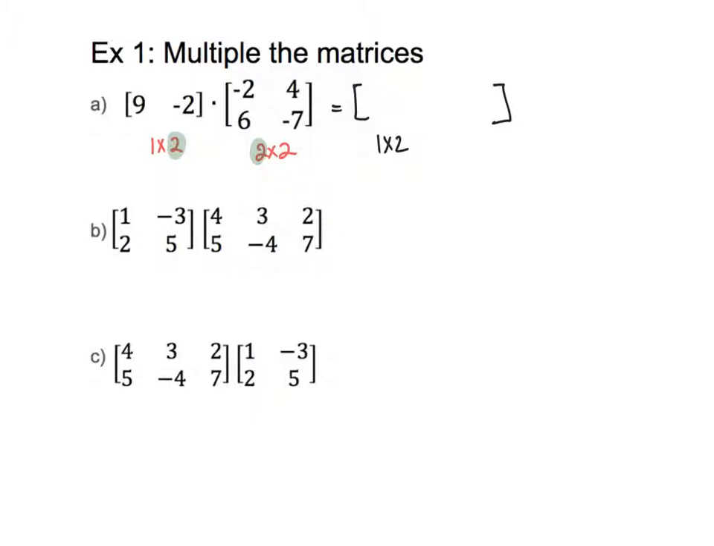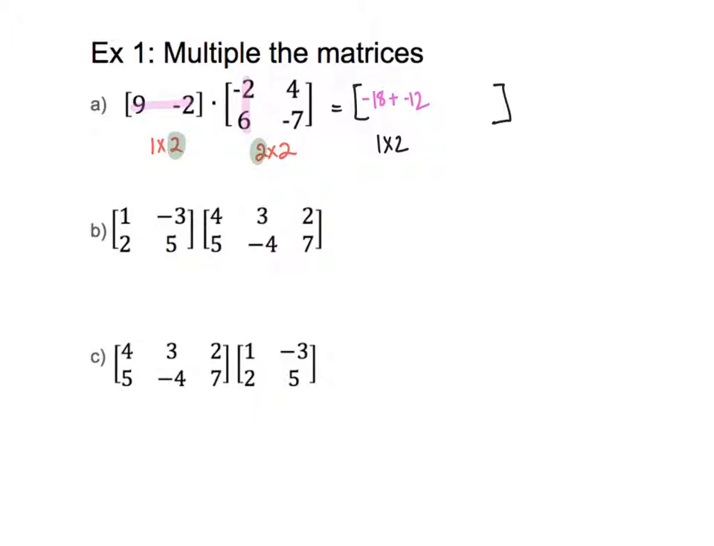So this is how I'm going to do things. I'm going to take this row and multiply it by this column. In the first matrix you use the row, and in the second matrix you use the columns. And you multiply the rows by the columns until you run out of columns. So this is how we multiply. We're going to multiply the 9 with the negative 2. So 9 times negative 2 gives me negative 18. Plus, because we always add after we multiply, negative 2 times 6, which is negative 12.